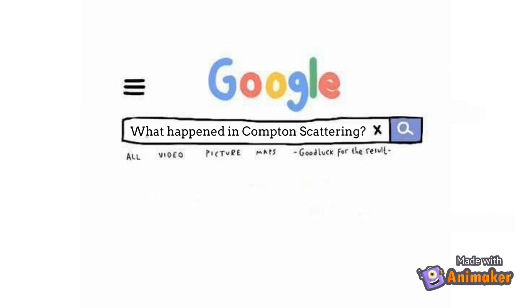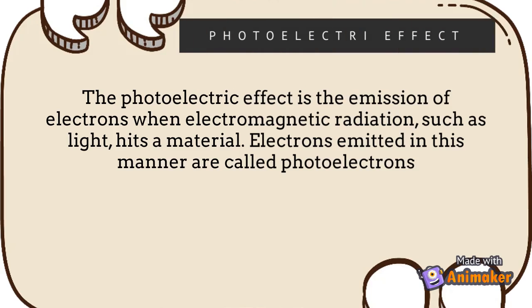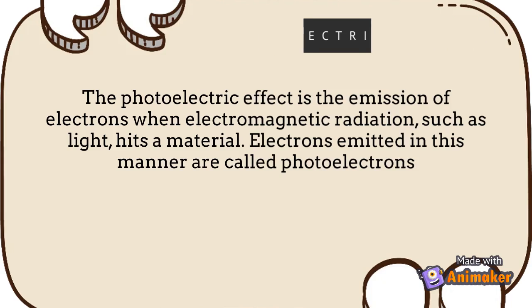What happens in Compton scattering? In Compton scattering, the X-ray bounces off an atom, which forms scattered radiation. Photoelectric effect. The photoelectric effect is the emission of electrons when electromagnetic radiation, such as light, hits a material. Electrons emitted in this manner are called photoelectrons.